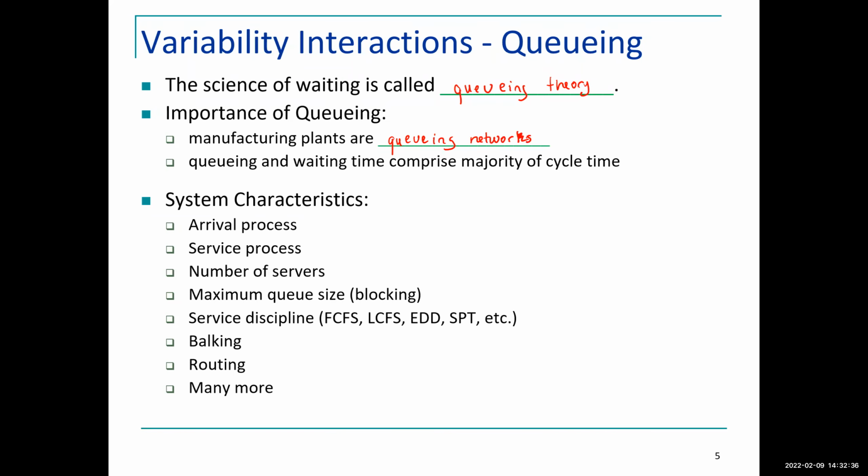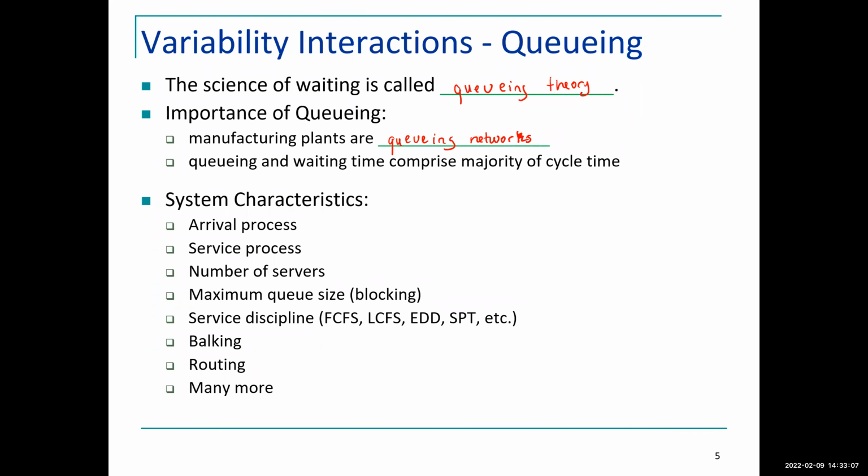in which you have products moving, let's say in a manufacturing line, they wait in a queue, they're processed, they have another queue, they're processed, and so on. And queuing and waiting time comprise the majority of the cycle time. So what are some of the system characteristics? We have the arrival process, the service process. We are also looking at the capacity of each station, the number of servers, the maximum queue size.